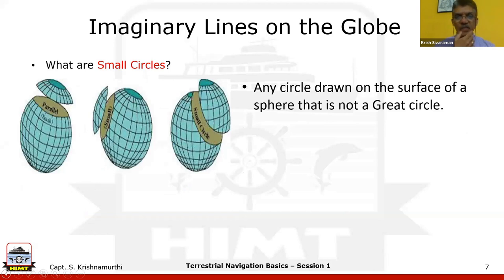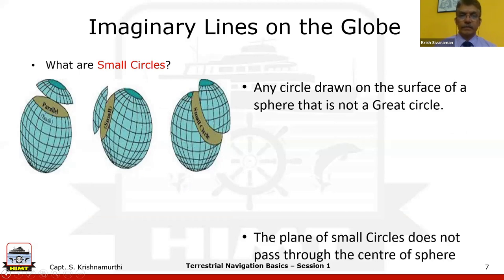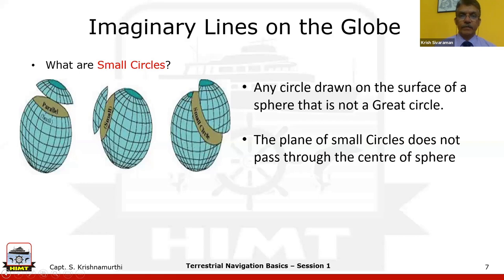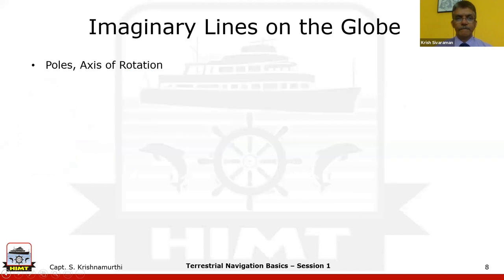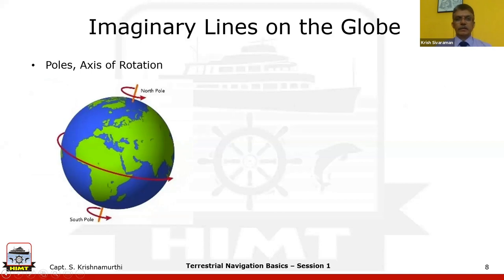And some people have the impression that they have to be parallel to the equator. Not necessarily. A small circle is any circle that you draw on the surface of a sphere whose plane does not pass through the center of the sphere. And of course, it divides it into two unequal sections. That is obvious. So can we move ahead? Yes, sir.